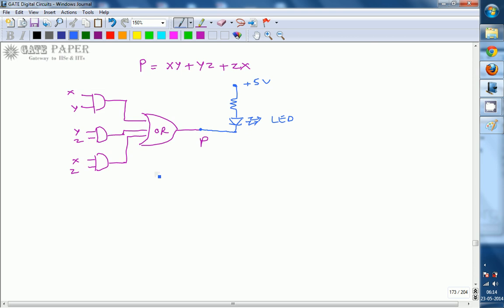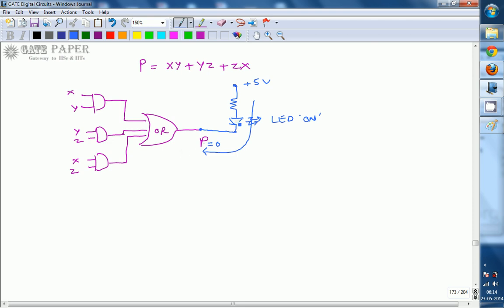Whenever P is equal to 0, the LED has to glow, and we know that the LED works on the forward bias principle. That is, whenever the voltage on the P side, the anode side, is more positive than the cathode side, at that time the diode comes into forward bias, where the LED emits light. So whenever P is equal to 0, the LED has to be on. By that time a current flows in this direction.